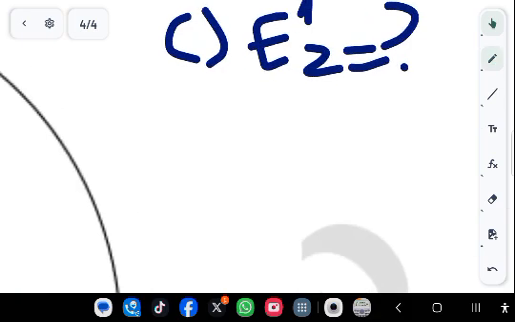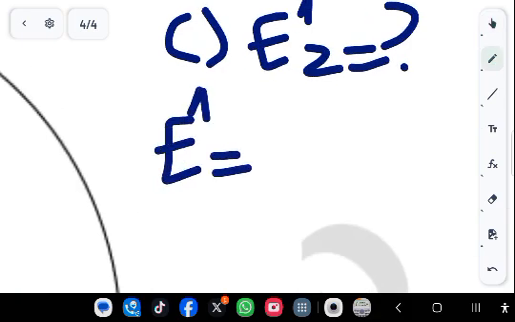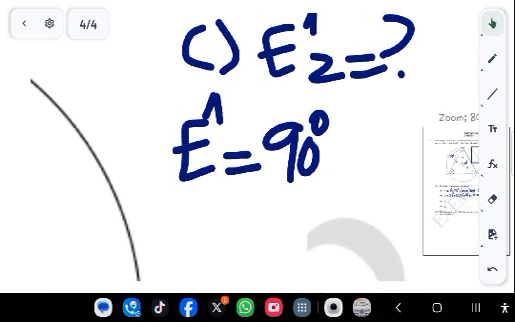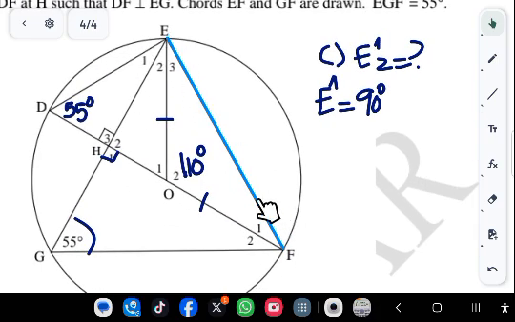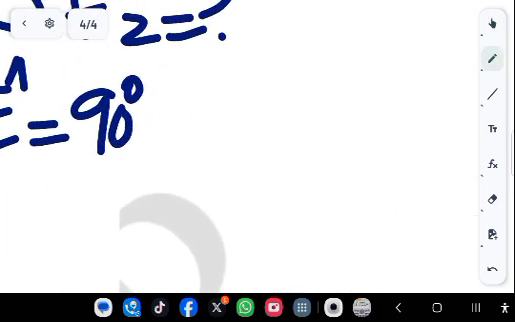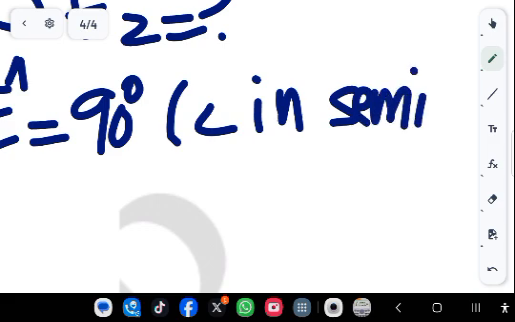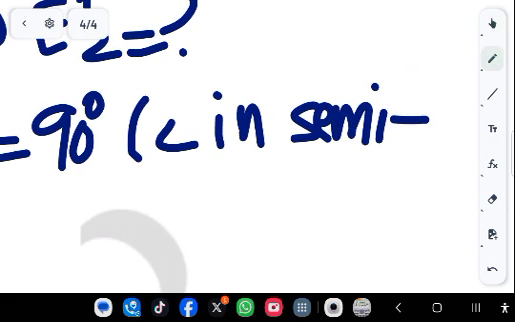First of all, angle E is equal to 90 degrees, and the reason is it's an angle in a semicircle. There is the diameter DOF, and this is the angle subtended by 180 degrees, so that makes it 90 degrees, and the reason is angle in semicircle.